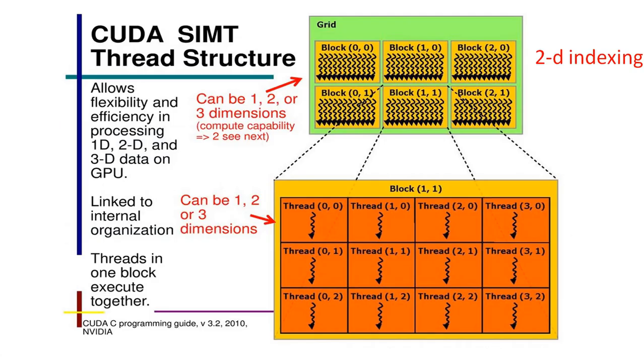Now look at this structure where we have a grid. Inside the grid we have blocks, and inside blocks we have threads. Take one block, 1,1. You have multiple threads, let's say 4 into 3, 12 threads inside. So you can reference it by the XY method, XY indexing.